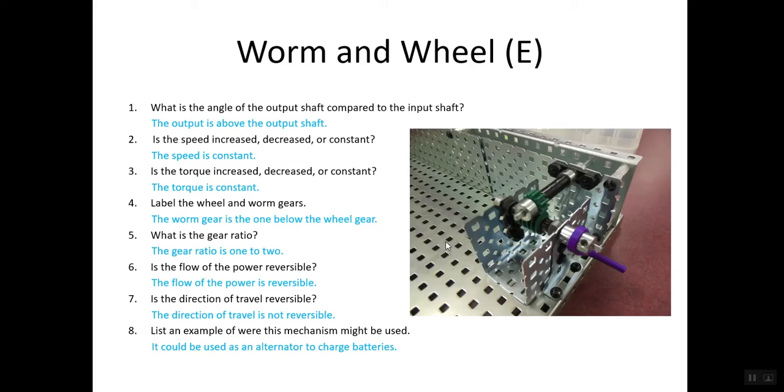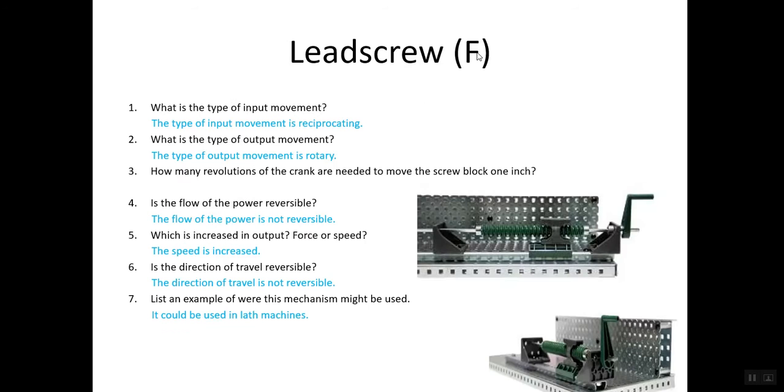This one is called the worm and wheel gear system. It is sort of like a 1-to-2 ratio, and the speed can be reversed. The power is reversible. In this case, this is the drive system, and this is the driven gear. Again, the name of that is called the worm and wheel gear link. And we have the lead screw.